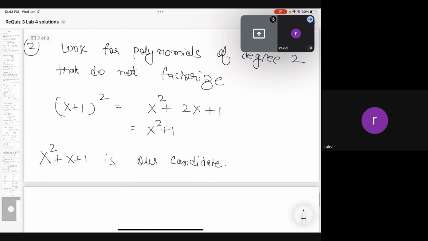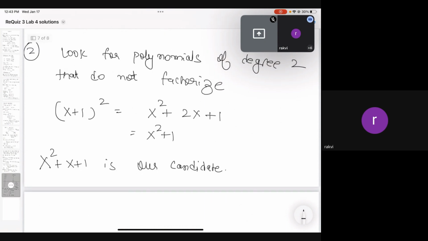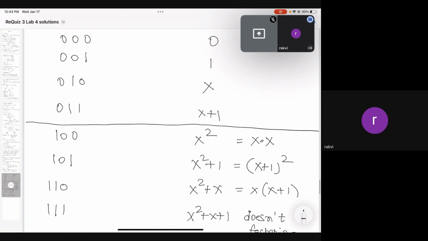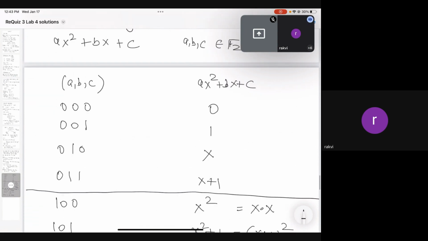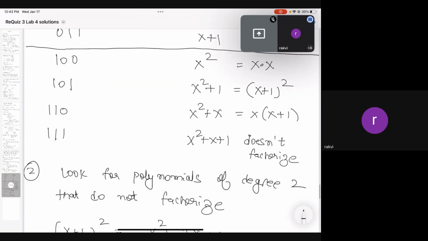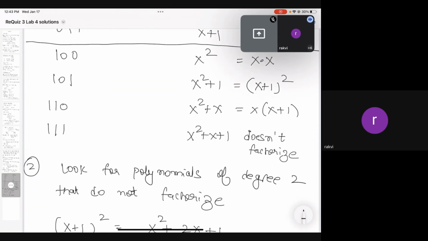Okay, let me just pause here as an aside. In this particular example, over F2, when we are looking for degree 2 irreducible polynomials, we found exactly one. This is not necessarily true. In general, if we are over Fp and we are looking for some degree r irreducible polynomial, there is no reason that there is a unique one. There can be more than one.